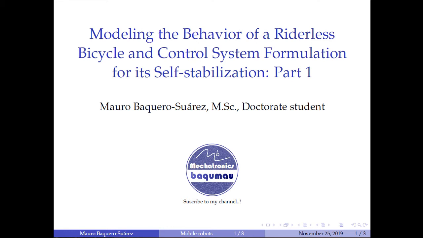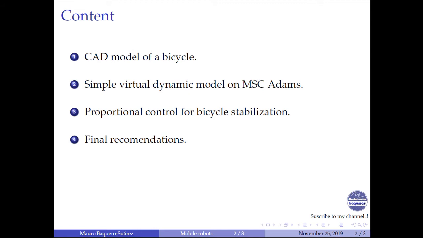So, the content of this video is structured as follows. First, a CAD model of a riderless mountain bicycle is presented. Second, this CAD model is used to build a virtual dynamic model in the MSC Adams environment, where some controlling dynamics are described by means of several simulations. Third, as a starting point, a simple proportional control is proposed to stabilize the bicycle, and its response is exhibited by a simulation that simultaneously handles MATLAB and Adams software. Finally, fourth, some recommendations about the modeling and the control system are given.